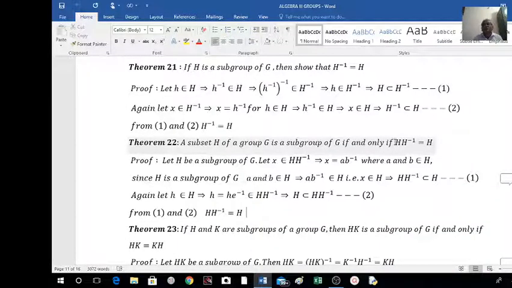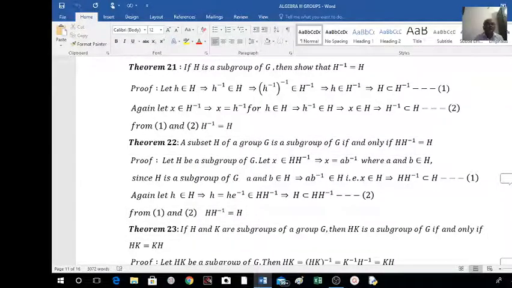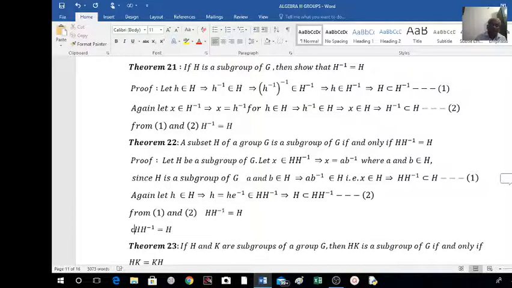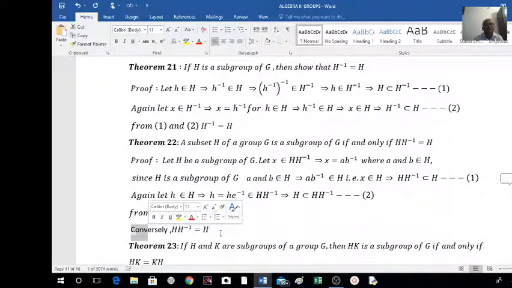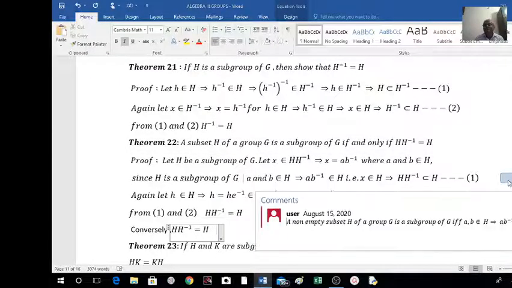HH inverse is equal to H. Conversely, let HH inverse equal to H. I have to prove that H is a subgroup of G. Again here we have a necessary and sufficient condition to show that any subset is a subgroup of G. Consider A comma B belongs to H, and try to show that A B inverse also belongs to H.